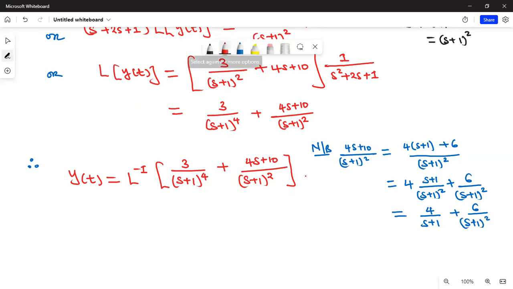So let me bring it back here. So we'll have L inverse of 3 over (s plus 1) raised to 4, plus 4 over (s plus 1), plus 6 over (s plus 1) squared.